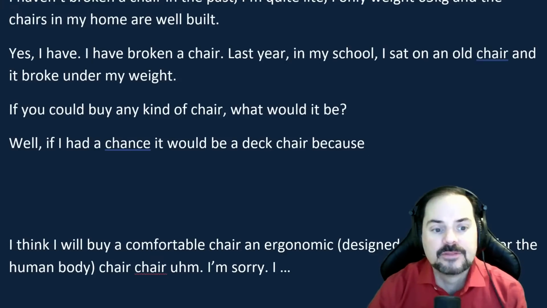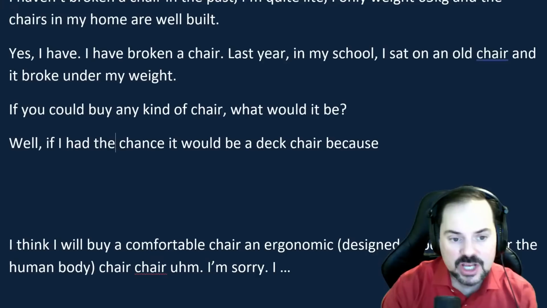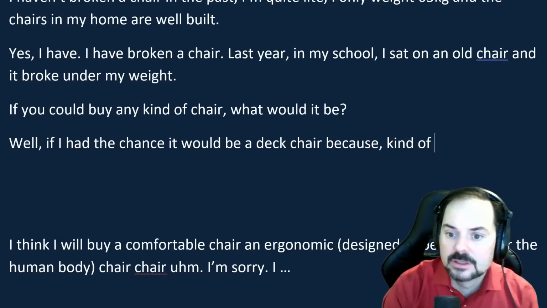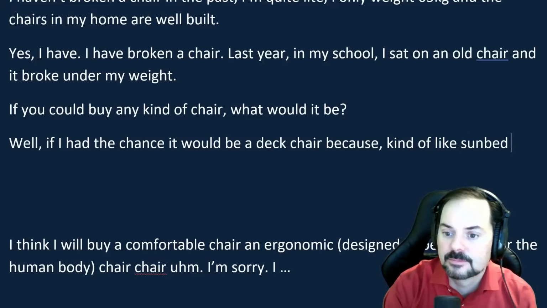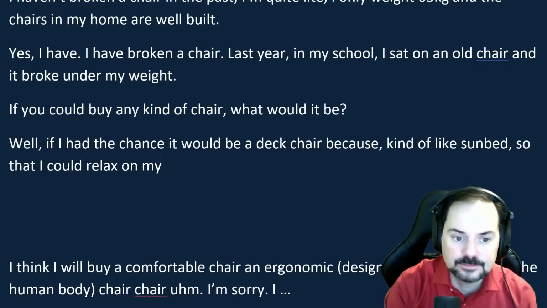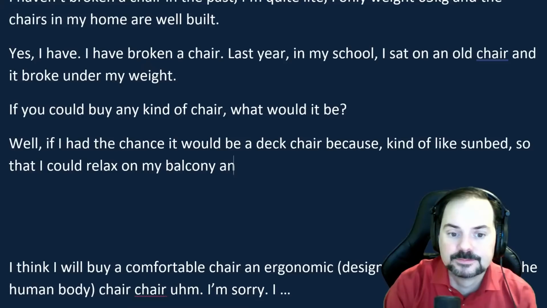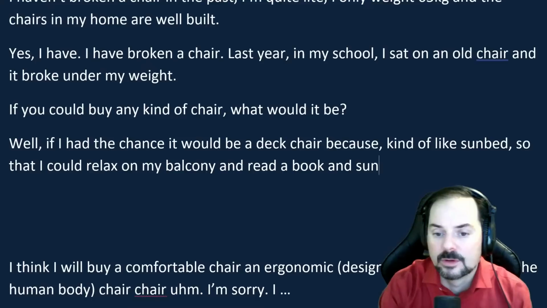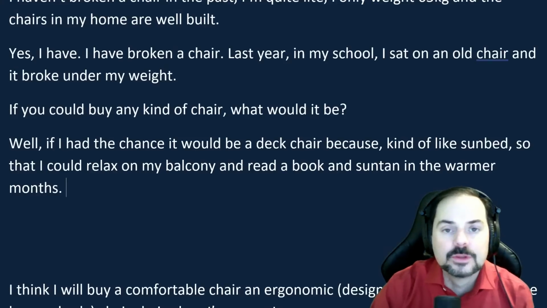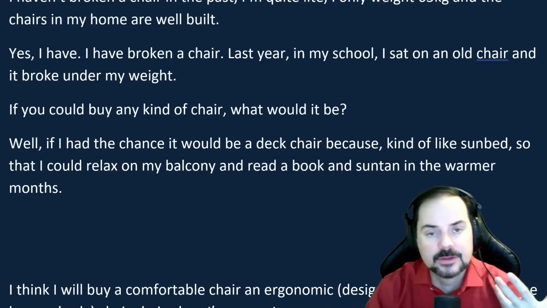So, well, if I had a chance, if I had the chance, it would be a deck chair, kind of like a sunbed, so that I could relax on my balcony and read a book. And suntan in the warmer months. Okay? Something like that. All right? So a little bit more visual description so that the examiner has clarity.